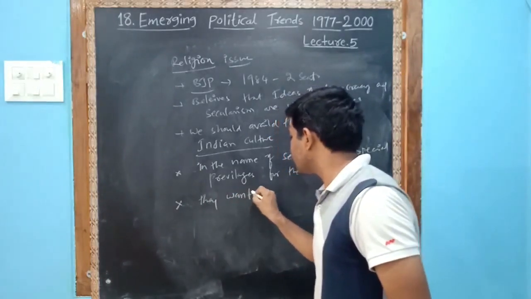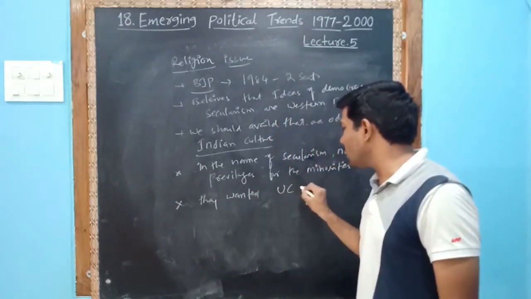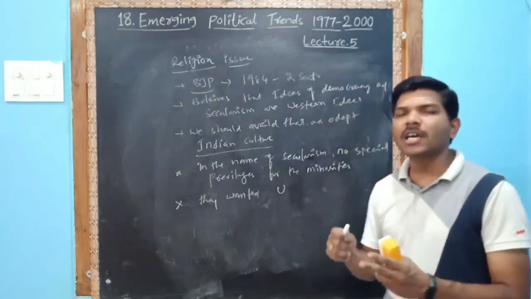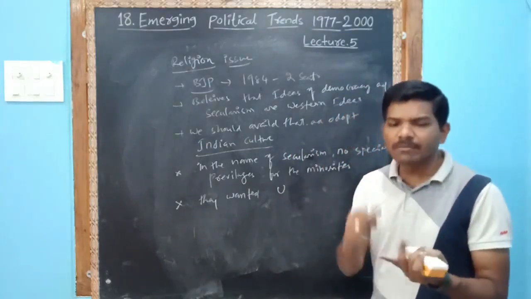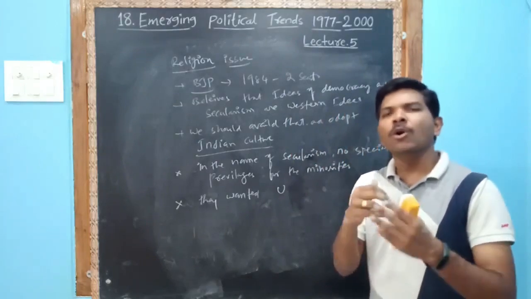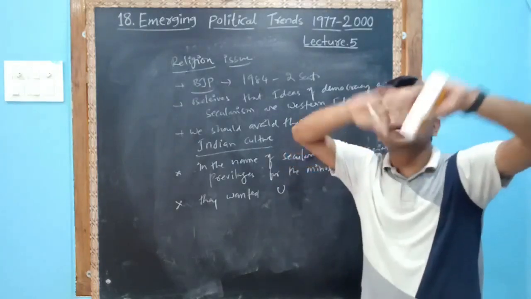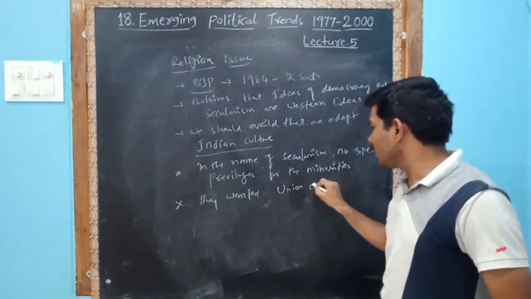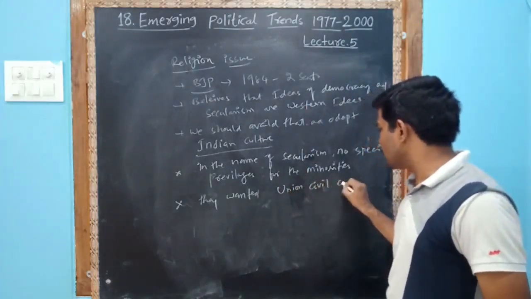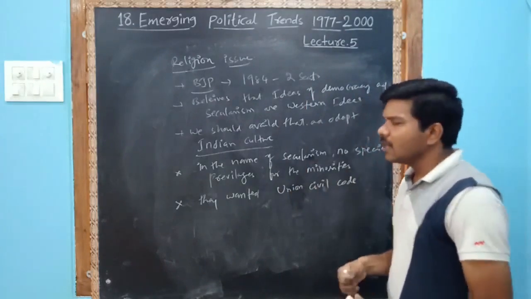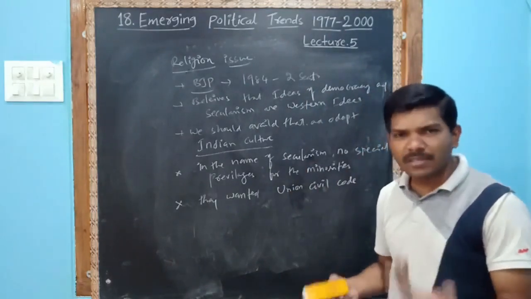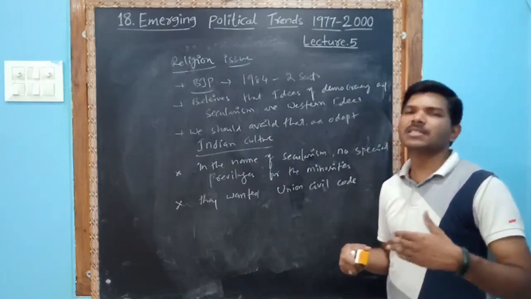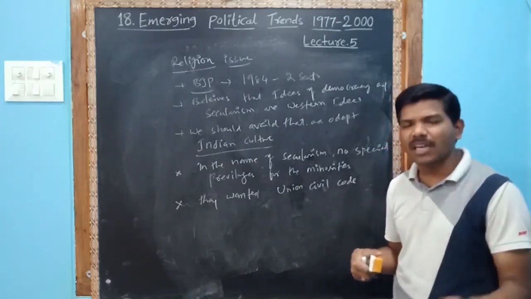They wanted a Uniform Civil Code, UCC, with laws equal for all, whether Muslim, Christian, Buddhist, Sikh, Hindu, whoever it is. We need to adopt a universal law. Uniform Civil Code. Because certain minorities had separate codes in their Islamic laws, and other religious groups had different laws as per their religion.